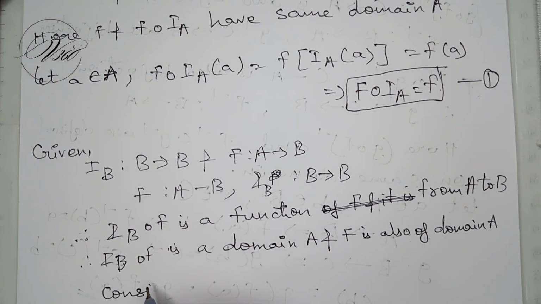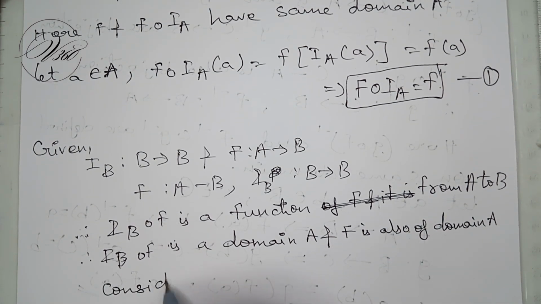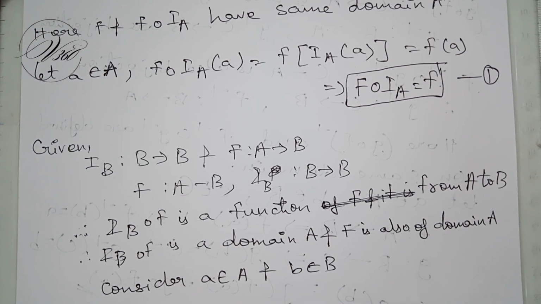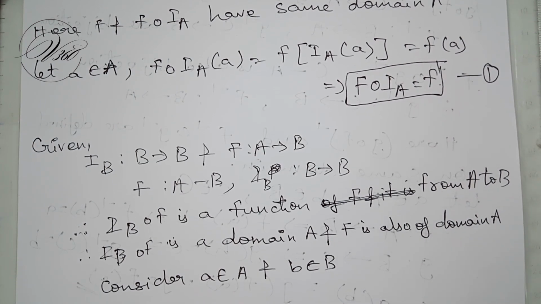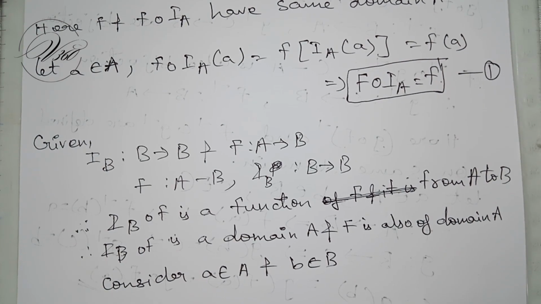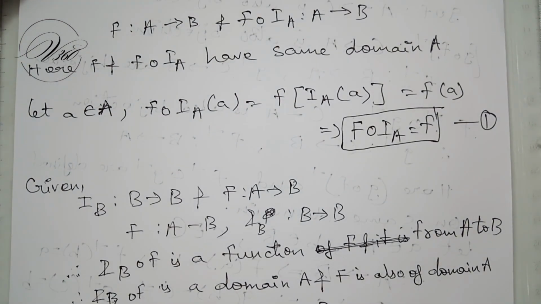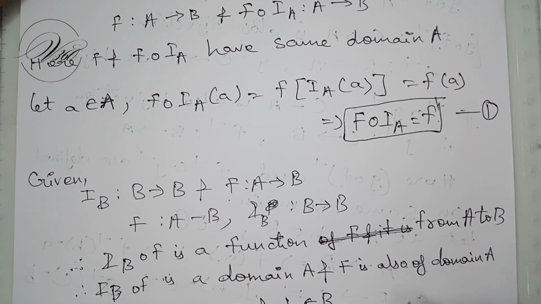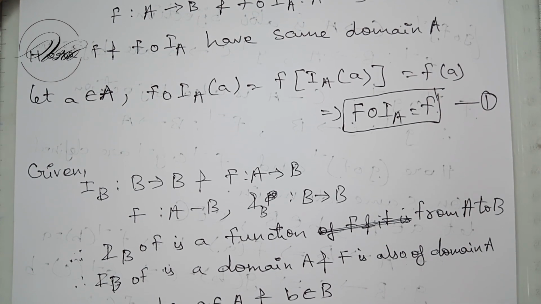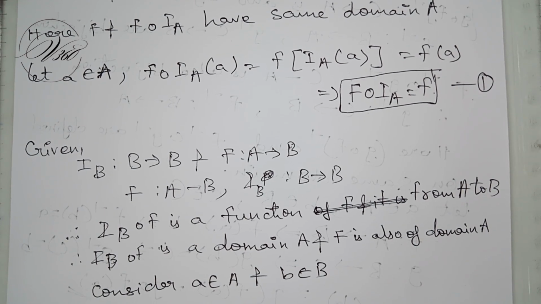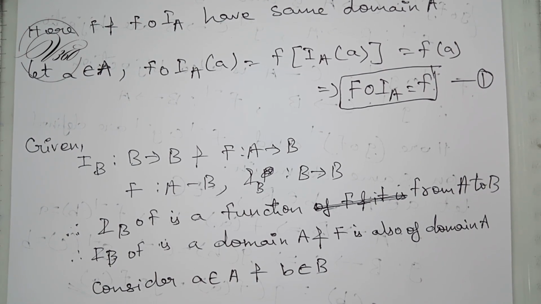Consider A belongs to capital A and B belongs to capital B. I think you can see this. I am worrying about this because in every video a few letters come down like this and I am writing over them. So I am going to check twice or thrice before writing the next line.